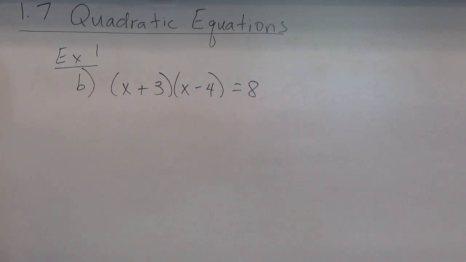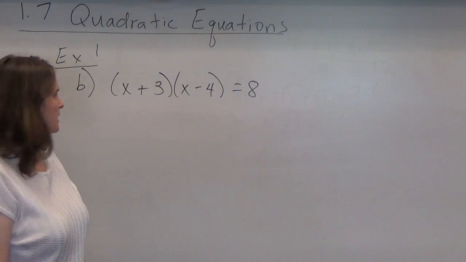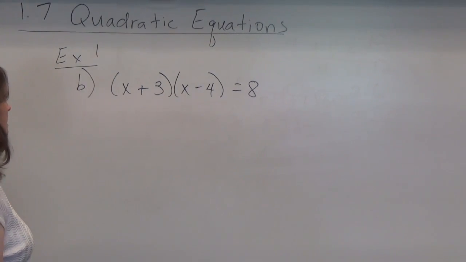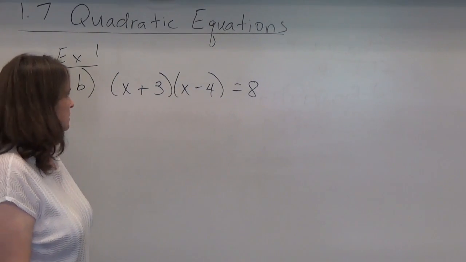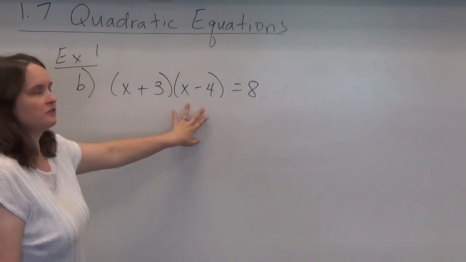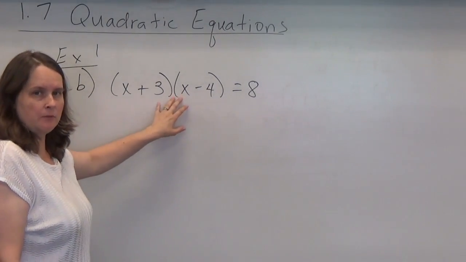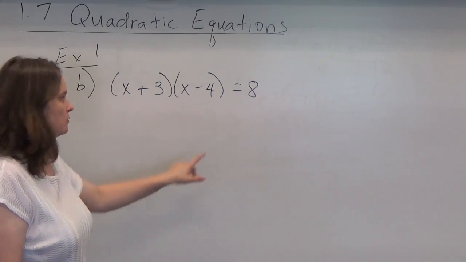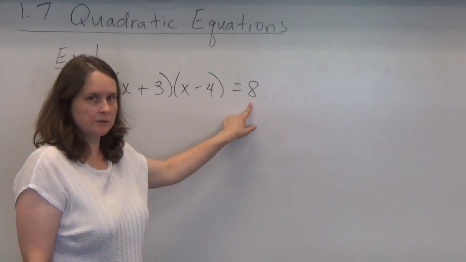Okay, so for part B, we're solving (x + 3)(x − 4) = 8. The first thing that we need to notice here is that this looks like it's factored for us. It looks like they've done part of the work. But if you look carefully, you'll notice you've got a number over here that is not 0.